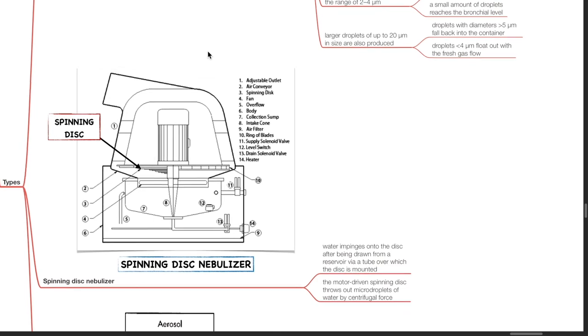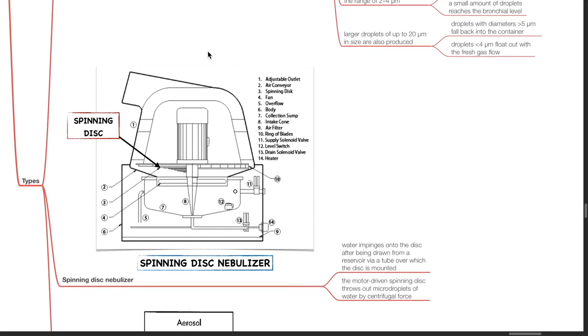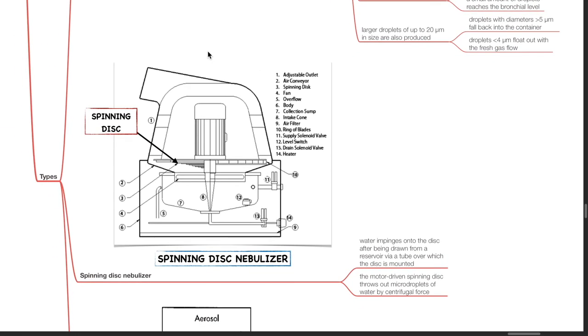Spinning disk nebulizer: water impinges onto the disk after being drawn from a reservoir via a tube over which the disk is mounted. The motor-driven spinning disk throws out micro droplets of water by centrifugal force.